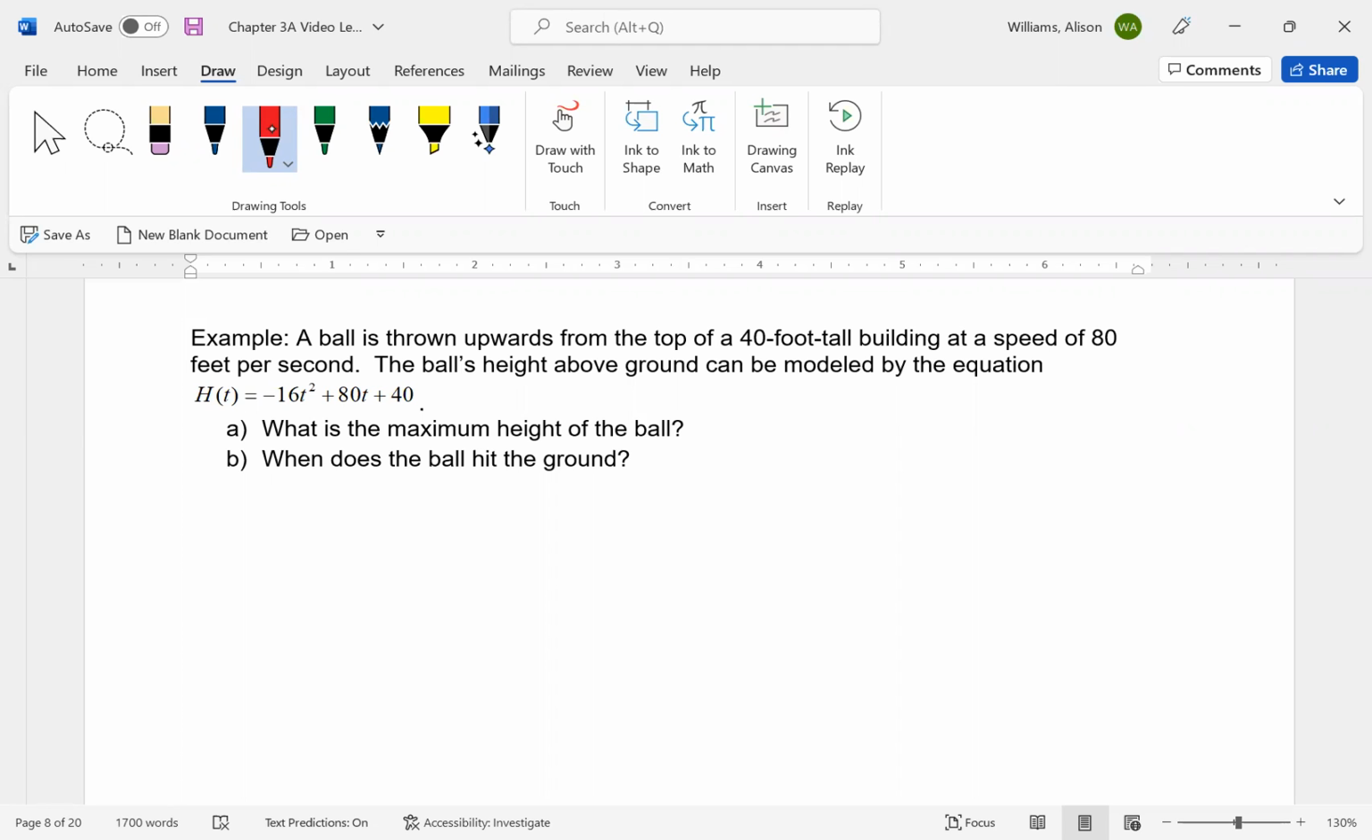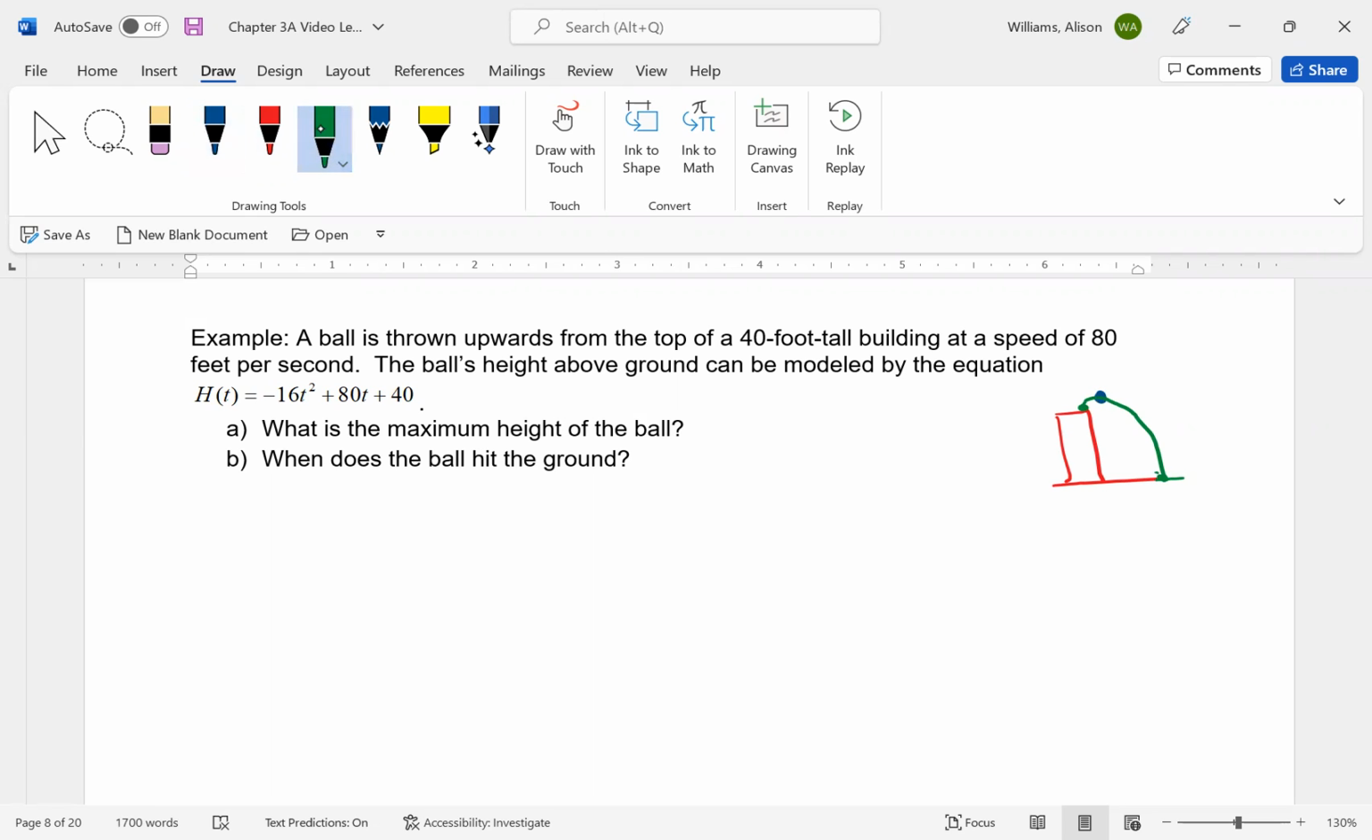Okay, I don't need this, but I'm going to draw a small picture. The ball gets thrown off the building, right? And then it lands over here. Okay, so maximum height. They want to know where it reaches a high point.